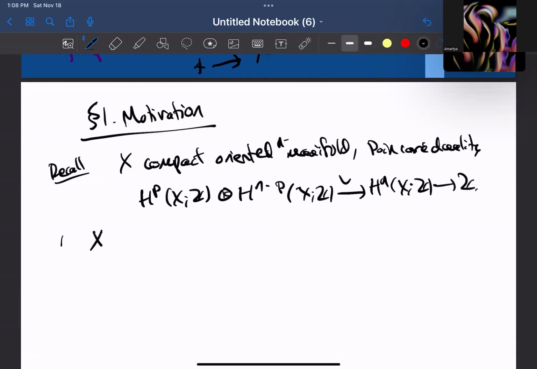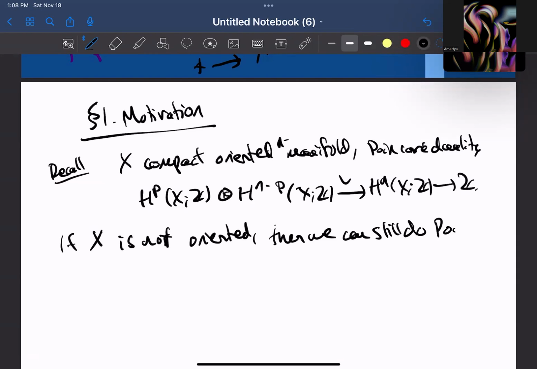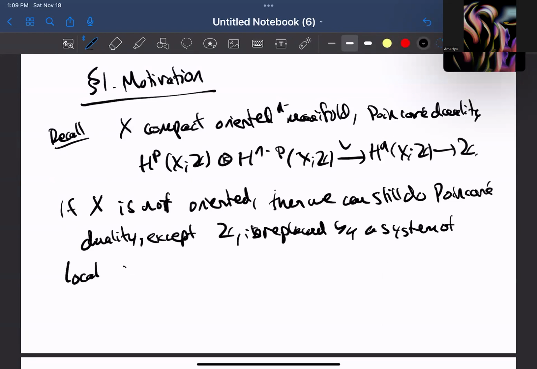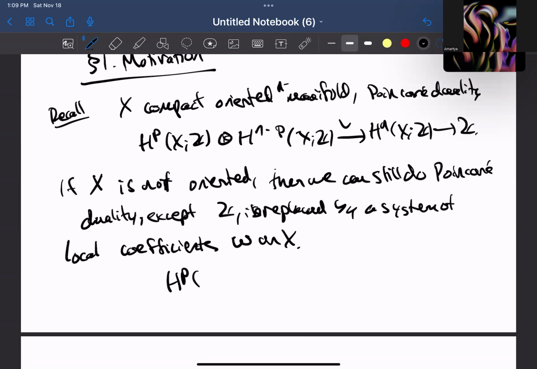Now, if X is not oriented, then we can still do Poincare duality, except this second factor has to be replaced. We have to replace Z by a system of local coefficients. So that our duality becomes H^p of X with coefficients in Z, tensored with H^(n-p) of X with coefficients in this orientation cover. And we're going to map by the cup product to H^n of X with these local coefficients, and then we're going to map over to Z.